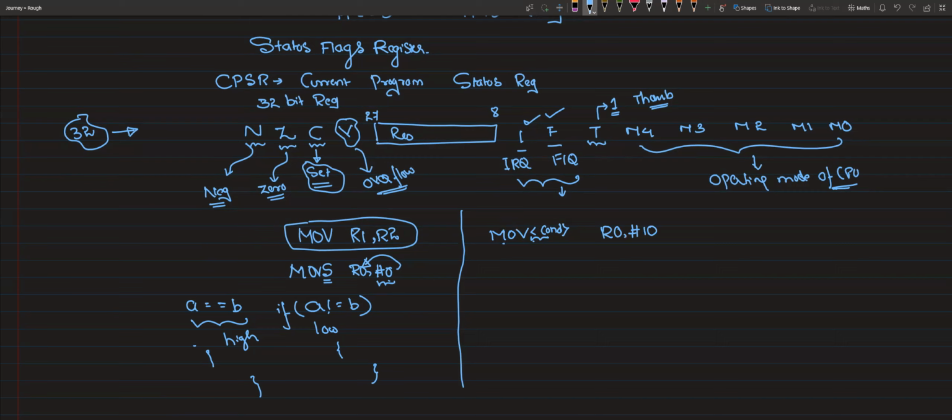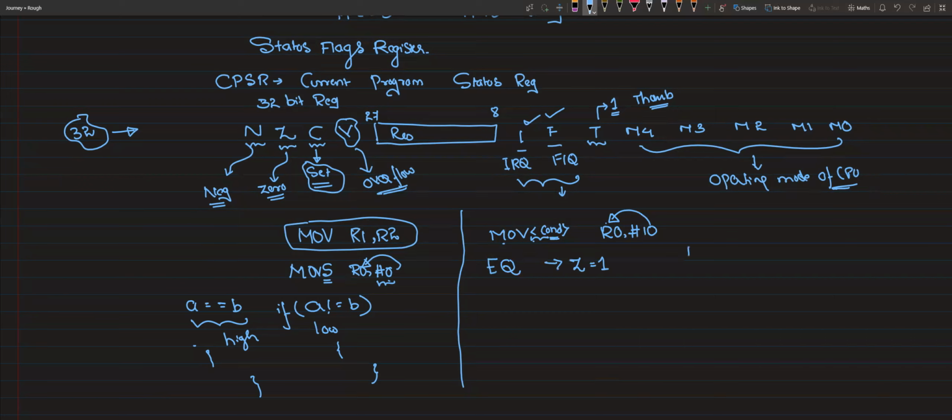So it means if any of the conditions is passed, then only this 10 will be moved to R0. I'll tell you what all the possible values for this condition are. We have EQ, equal. This is something like if Z is 1, the Z flag is 1. You understand, right? What is Z equals to 1? It means the zero flag is set, then only this 10 will be moved to R0.